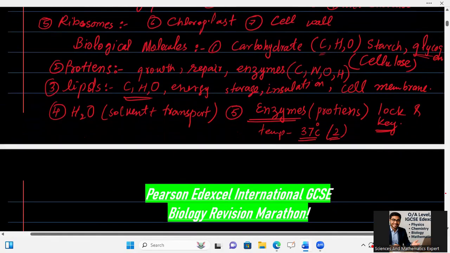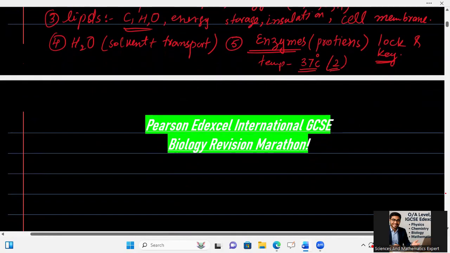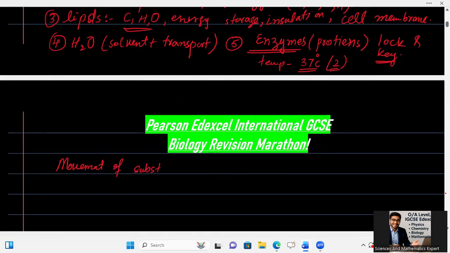After that, I will move towards the movement of substances. Movement of substances, the basic key concept is related to diffusion. After that, osmosis and active transport.